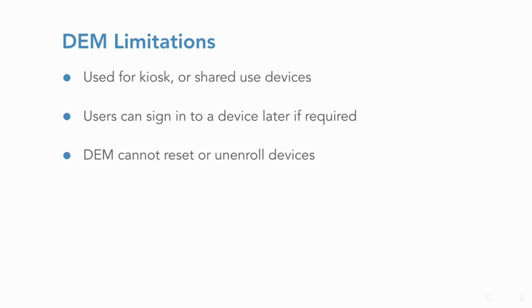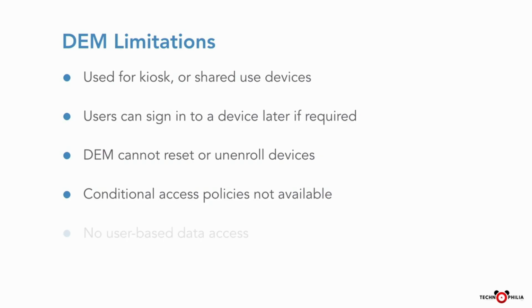Intune conditional access policies cannot be used for these devices. These policies are used to grant or deny access to a device based on the current device status. And finally, on kiosk or utility devices, there'll be no user-based corporate data access. So therefore, you'll need to create device-specific VPN profiles or use a specialist app to access corporate data.